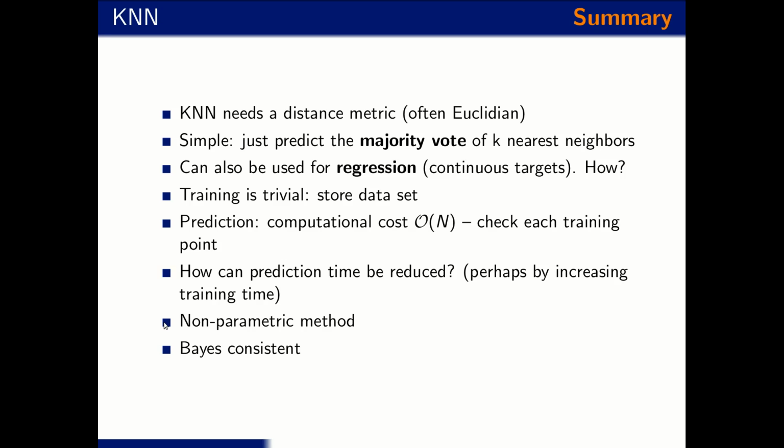As said, KNN is a so-called non-parametric method, since there are no tuning parameters here, but everything depends on the training data. And it has a very good property of Bayes consistency under certain conditions.